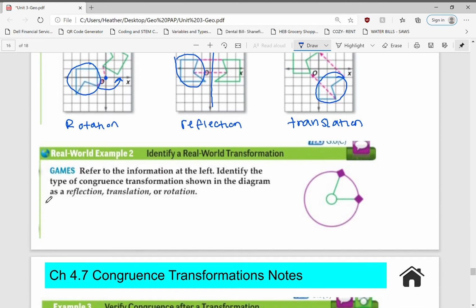Example 2 says refer to the information at the left. I forgot to copy that down, but I'm going to explain to you what is over to the left. Identify the type of congruence transformation shown in the diagram as a reflection, translation, or a rotation. So I don't know if any of you guys know what a skip-it is. It was a toy that you would put around your ankle, and it would have a flashing ball at the end, and you would turn this toy around your ankle and you would jump over the ball. So almost like jump rope, but by yourself. And so this diagram right here is illustrating that.